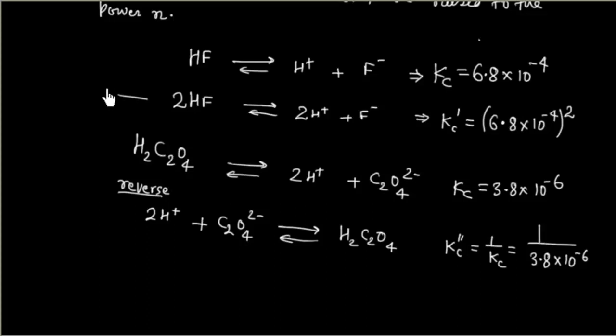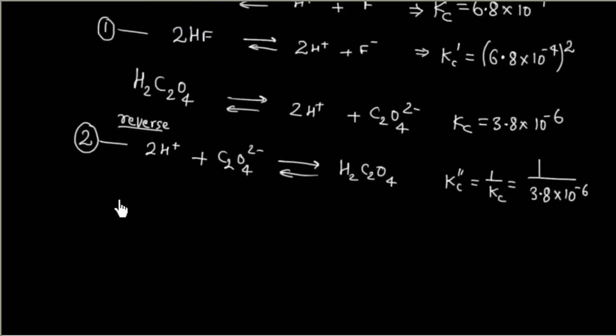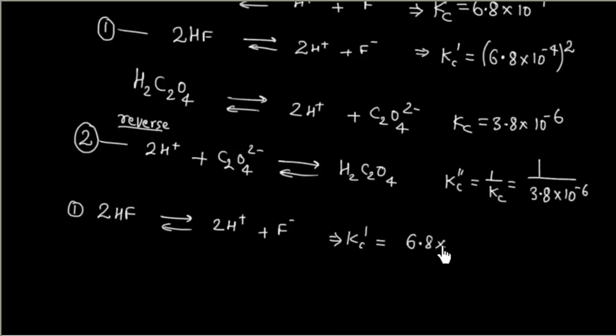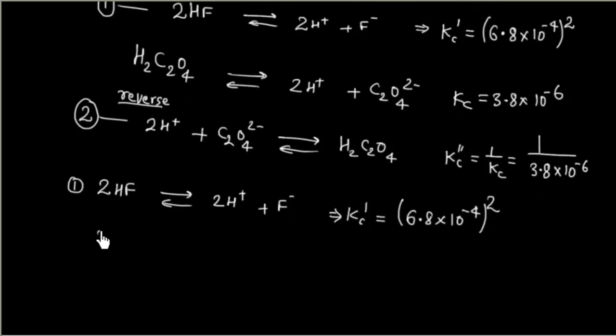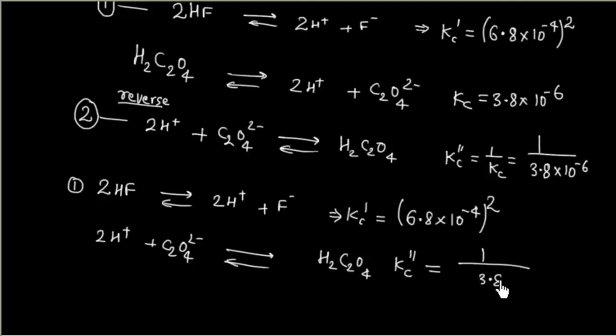Now let us call this equation number 1 and this equation number 2. Now let us write these two equations. We have equation 1, and the equilibrium constant for this reaction is 6.8 into 10 to the power minus 4, raised to the power 2. For the second reaction we have 2H plus and C2O4 2 minus, and the equilibrium constant for this reaction is Kc double dash, which is 1 by 3.8 into 10 to the power minus 6.